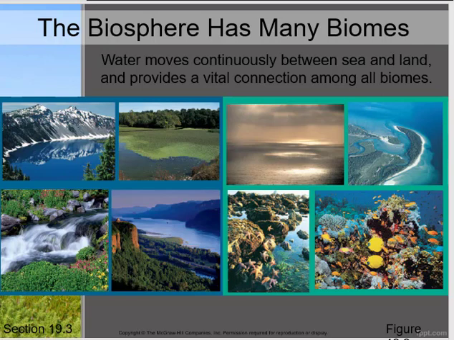So water moves continuously between sea and land, and it gets there through several ways. It primarily gets into the land through precipitation, and aquifers are big areas underground that hold water and filter it, and we pump it up.